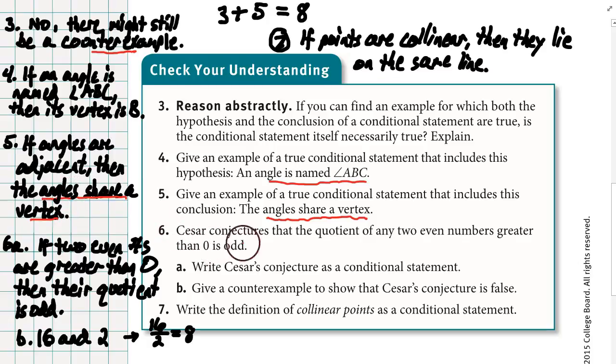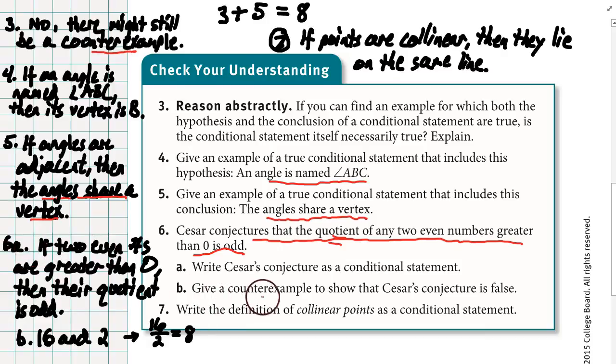Number 6, Caesar conjectures that the quotient, that means division, of any two even numbers greater than 0 is odd. Question A, write his conjecture as a conditional statement. So I want to have the words if and then in there. How about like this? If two even numbers are greater than 0, then their quotient is odd. I want this sentence to have the exact meaning as this original one that I was given. The only difference is it has to have the words if and then. But I don't want to change the meaning or the order of the sentence in any way. So I think how I wrote it for 6A is okay.